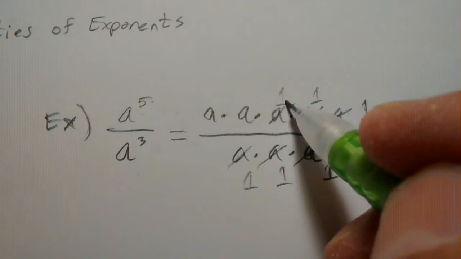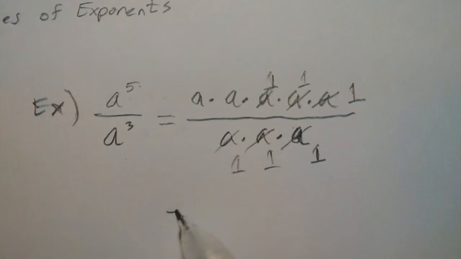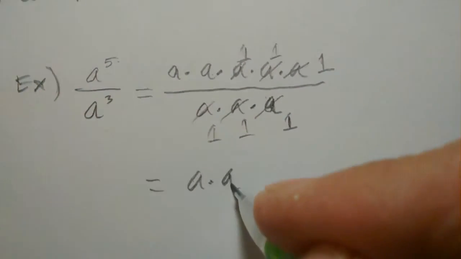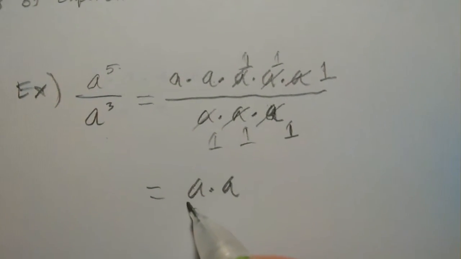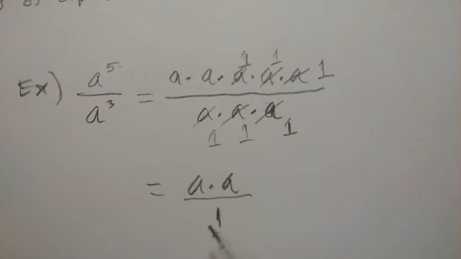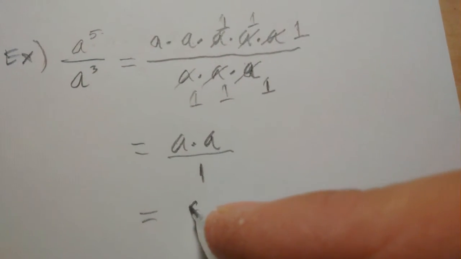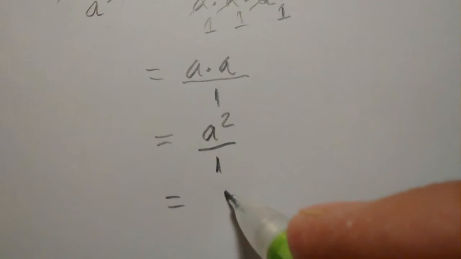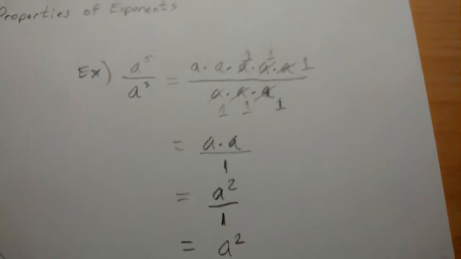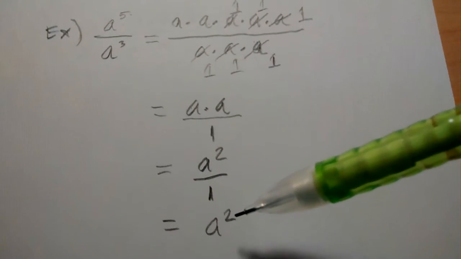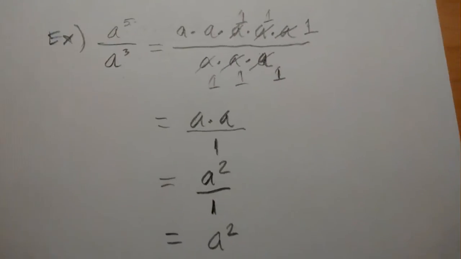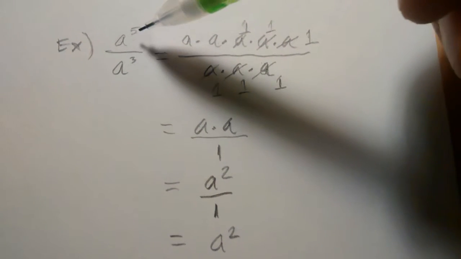So dividing top and bottom by a, that leaves me with 1, and so what we have here is a times 3 1s, which I won't even write those ones because they don't change the answer. And we get 1 times 1 times 1. Or we get a squared divided by 1, which we can write as a squared. So let's zoom back here and take a look. How is this exponent related to the 5 and the 3? Well, hopefully you're thinking subtraction.